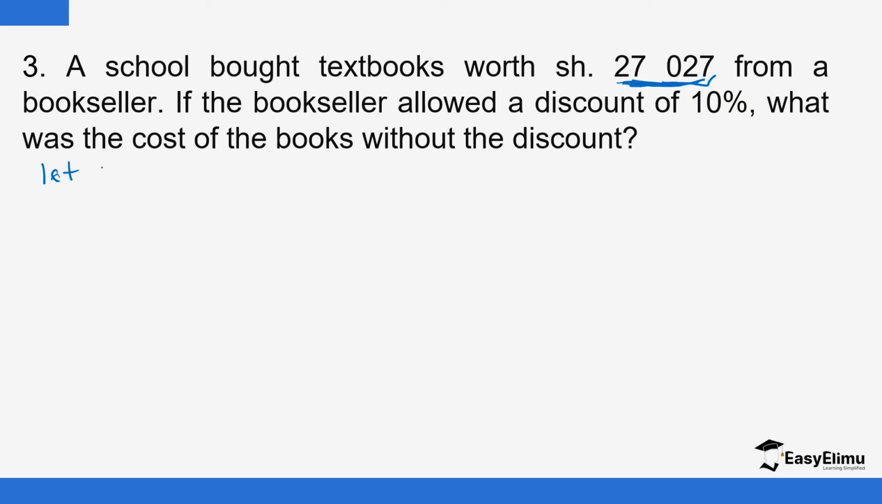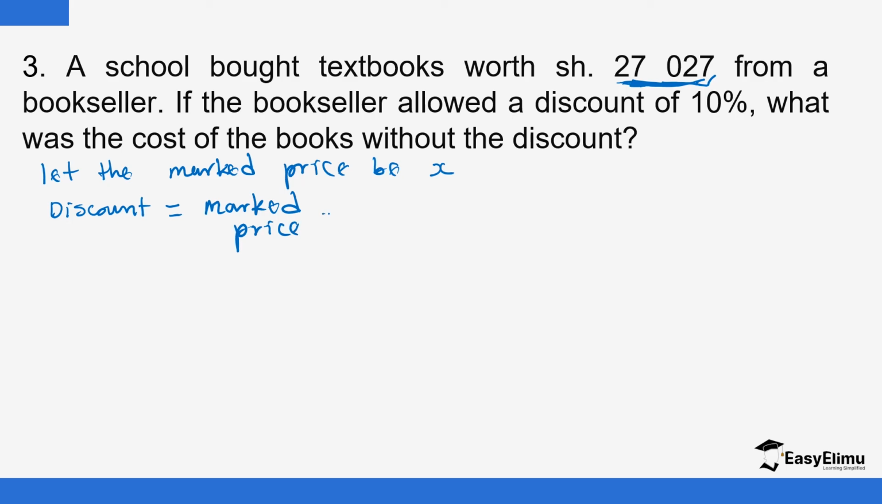So let the marked price be X or Y. You can even use some other letter. So then we have now discount being equal to marked price minus reduced price. This reduced price is the price at which the item was bought, which is 27,027.